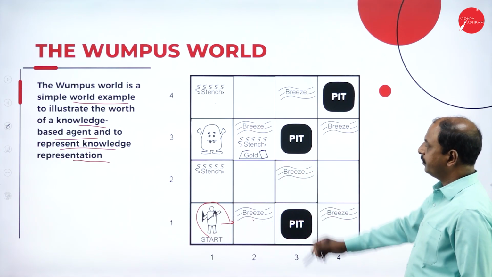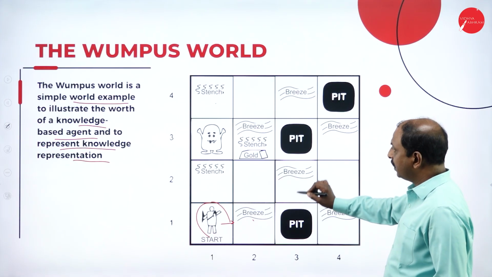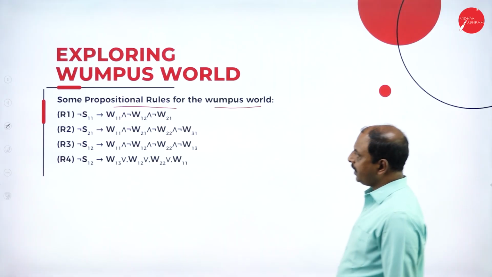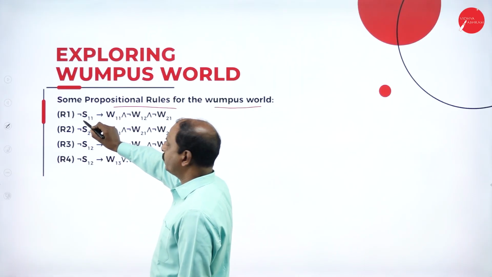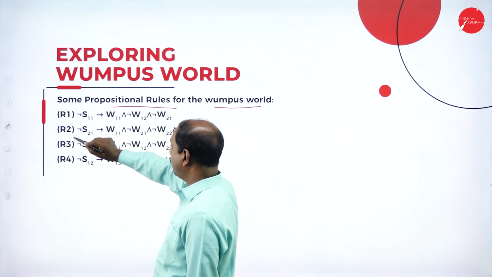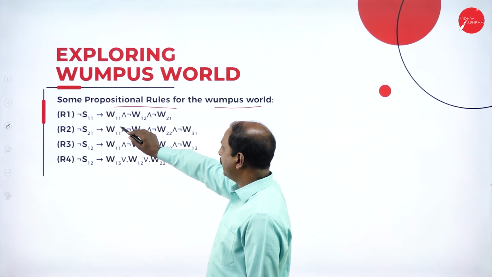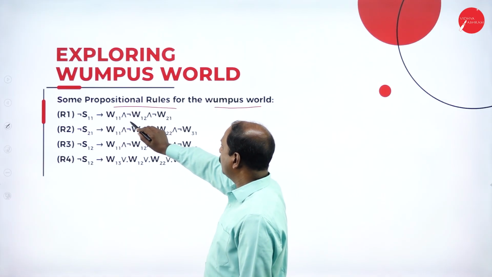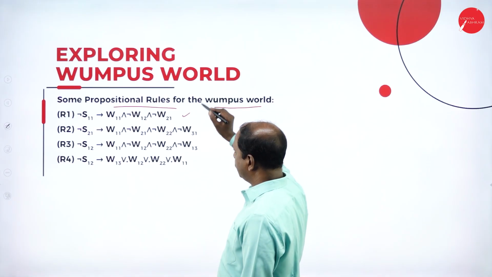So we'll make the propositions or rules based on this diagram. Accordingly, see here at S1,1: S stands for stench. If there is a stench smell, what's the meaning of that? At 1,1 there is no Wumpus here, and no Wumpus at 1,2 and even 2,1. This is the first condition.